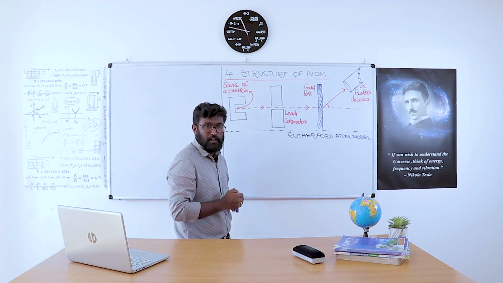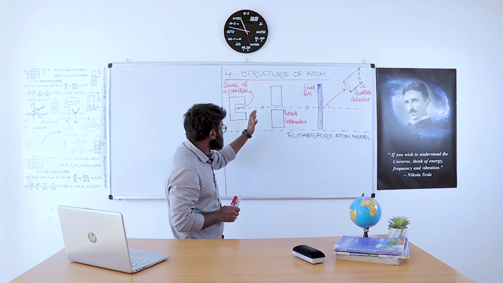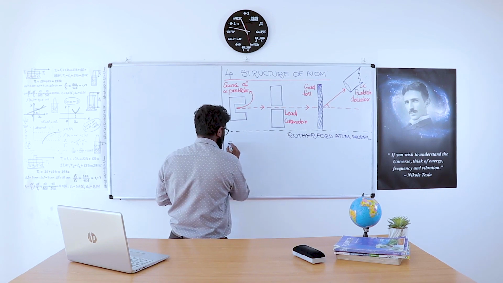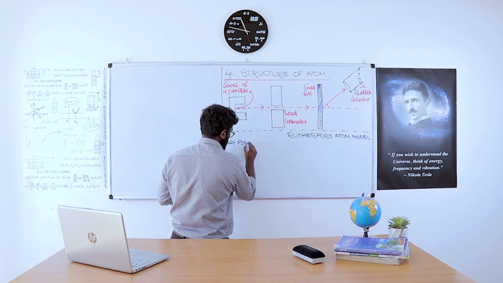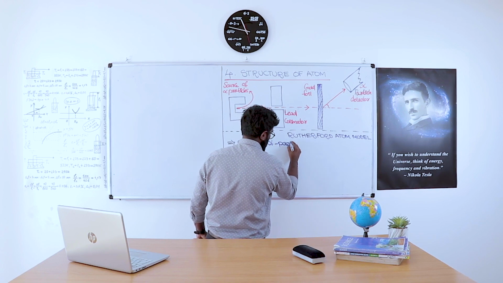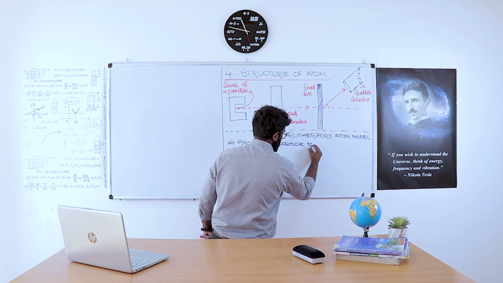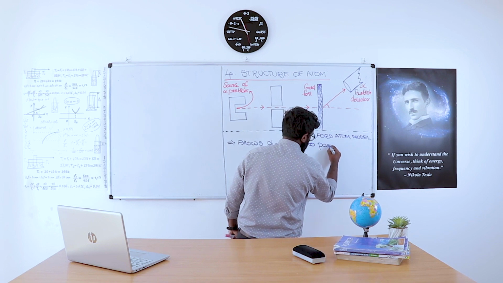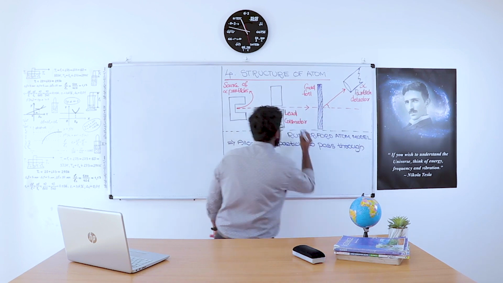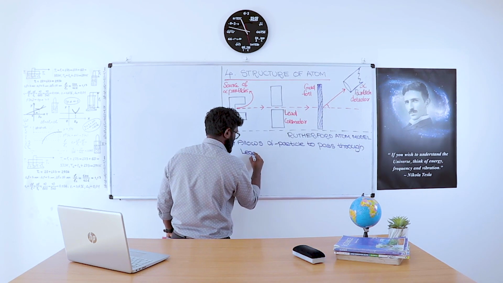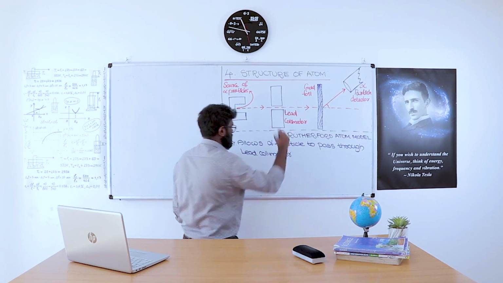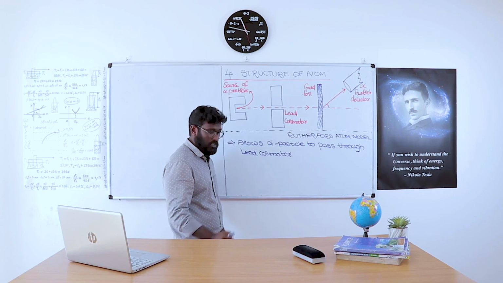What is the experiment done by Rutherford? The first step is that he allows alpha particles to pass through the lead collimator, which narrows the beam, which narrows the ray.